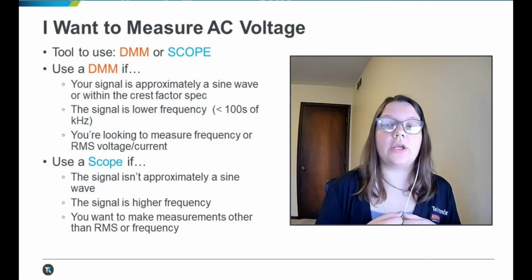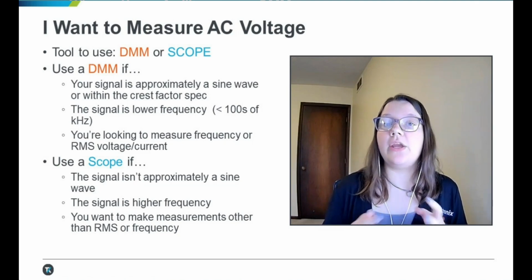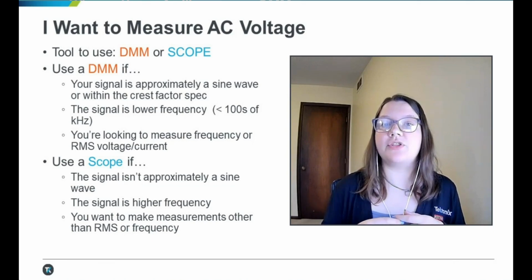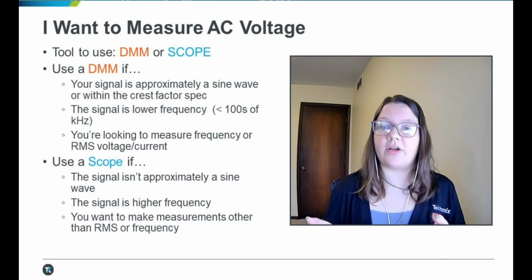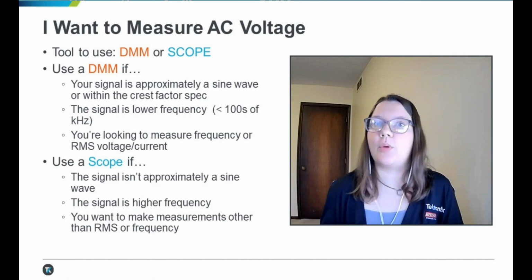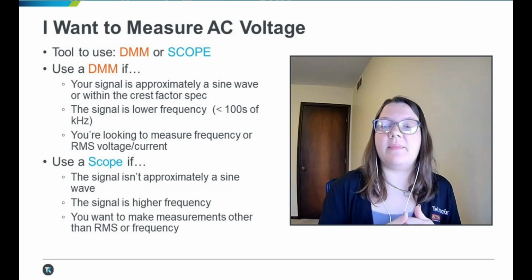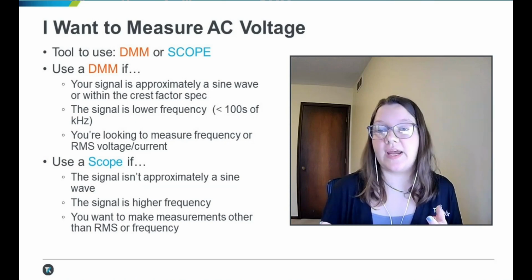What if we are looking to measure some type of AC voltage signal? Well, here you can actually use either tool. And the choice comes down to basically what's your signal that you're measuring. Most modern DMMs do have an AC voltage or current function, but they're still a DC instrument, so they typically only make RMS measurements, which is basically the DC equivalent of that AC waveform. Because of this, DMMs are best for waveforms that are sine waves or at least close to sine waves.